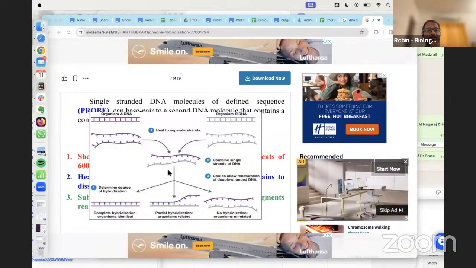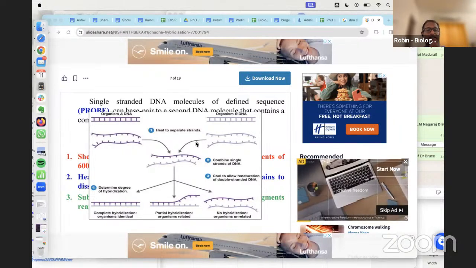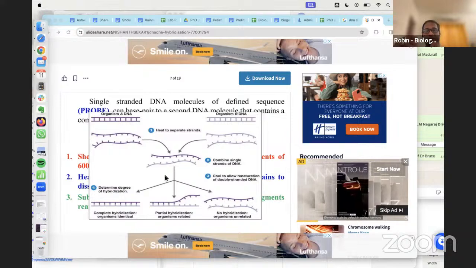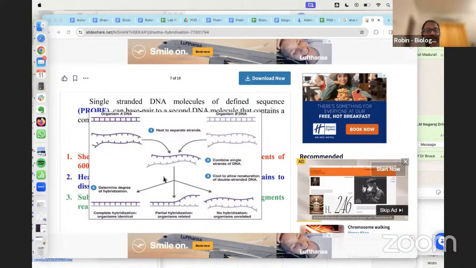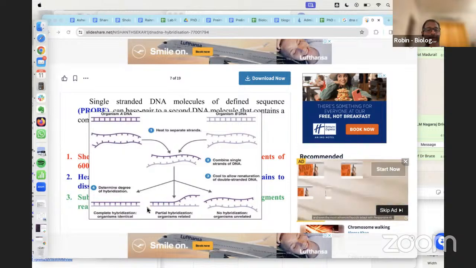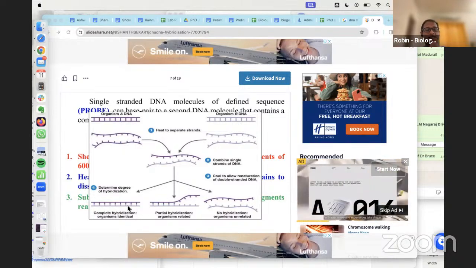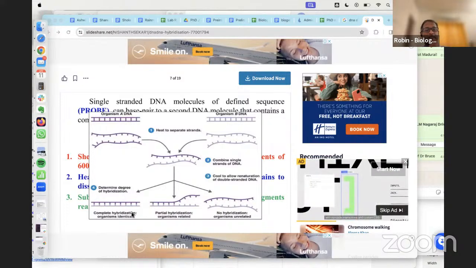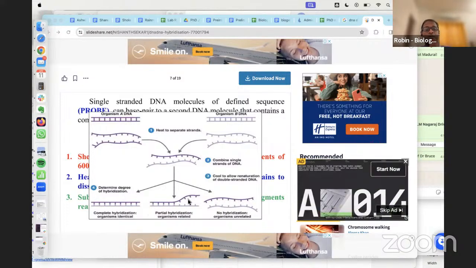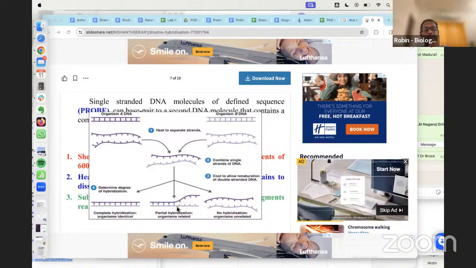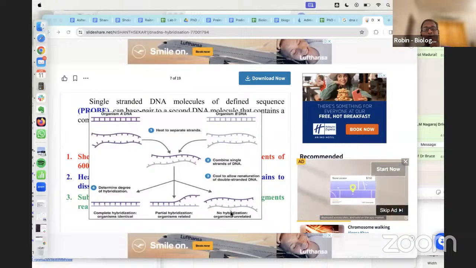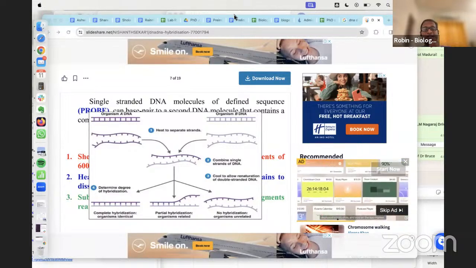So with organism A and organism B, you heat them together, which is what happens in all your PCR reactions as well. And this is the extent of hybridization. Complete hybridization is when organisms are identical. Partial hybridization means that they are somewhat related, and no hybridization means that they are unrelated.